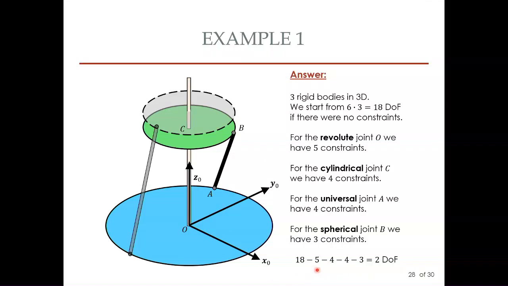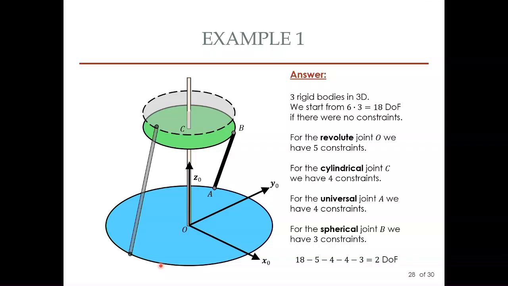So this is the computation here. 18 minus 5 for joint O, minus 4 constraints for joint A, minus another 4 for joint C, and minus 3 for joint B. So you end up with 2 degrees of freedom. If you want to model this system, you will need to find 2 equations of motion, because there are 2 degrees of freedom.